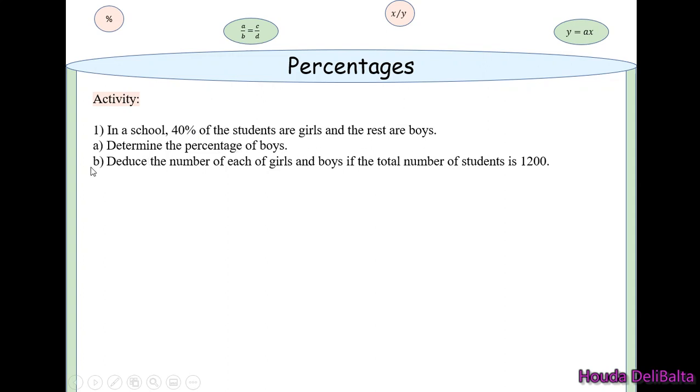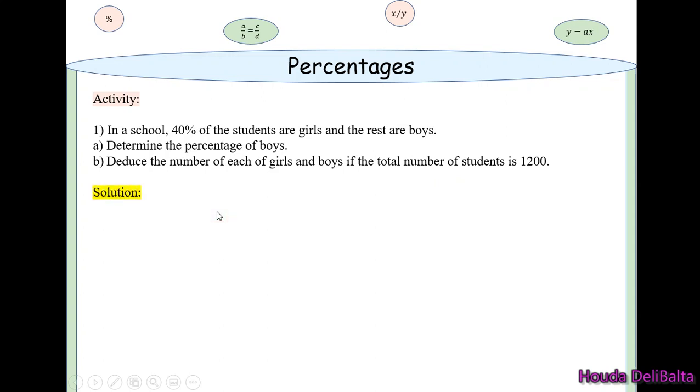Do I know the number of girls here or the number of boys? No, I don't know the exact number of girls or boys. All I know is the percentage of girls, as well as the percentage of boys, because I can find it as well. Determine the percentage of boys and deduce the number of each of girls and boys if the total number of students is 1200.